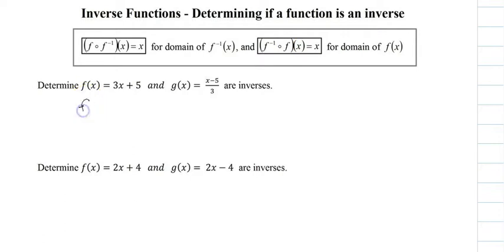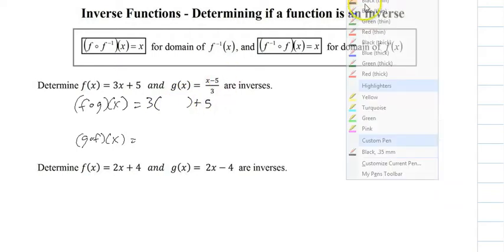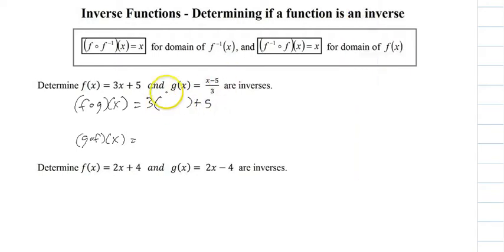So if we take a composite of f composed of g, and then a composite of g composed of f, if we end up with x, then they are inverses. If we don't end up with x, they are not inverses. So the first one, we're going to plug this into that function. So let's put a parenthesis, and we plug in g. And now we just have to simplify.